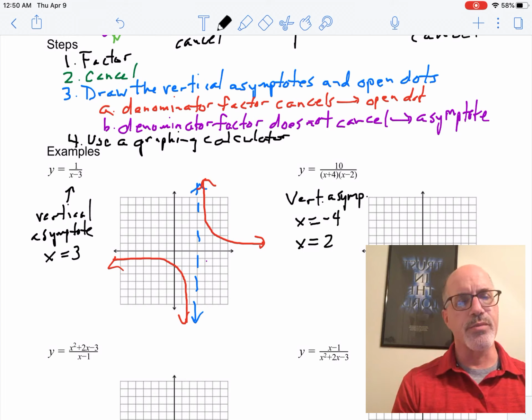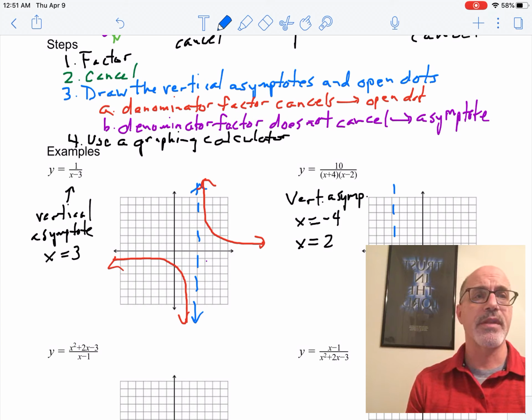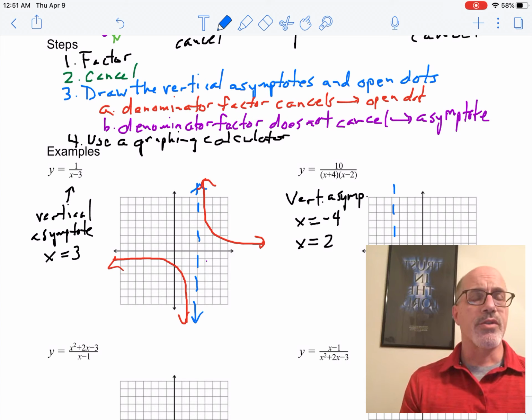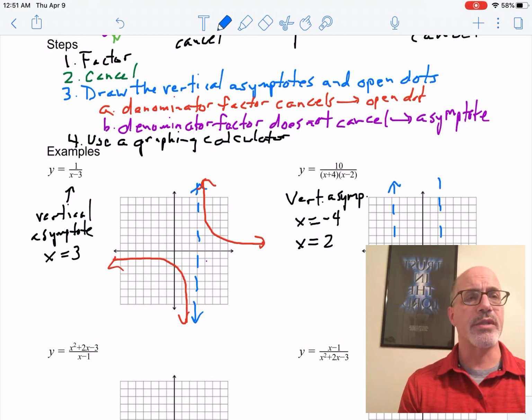Now that's going to make it interesting because now we're going to have to go on both sides of those asymptotes and in between them to see what we get for a graph. Okay, so I'm going to draw those asymptotes, then we'll scroll up a little bit to see the graph. So asymptotes at negative 4 and at 2.